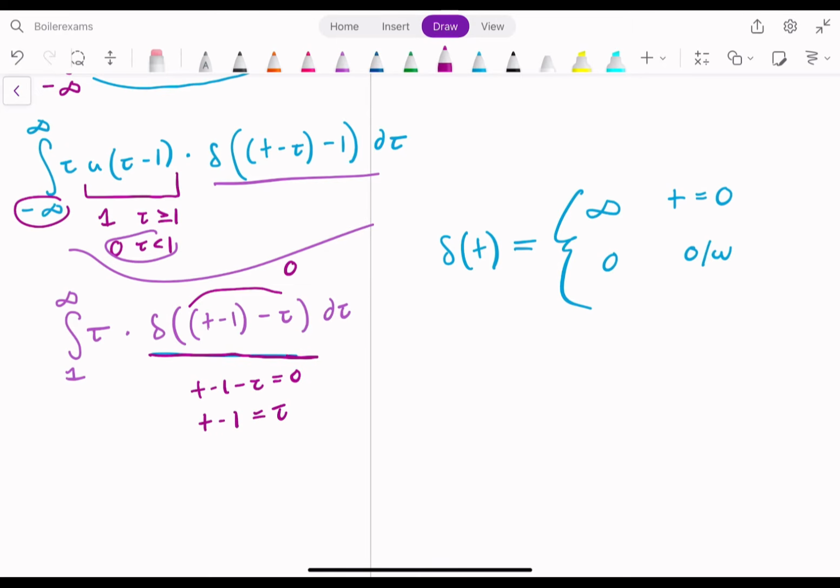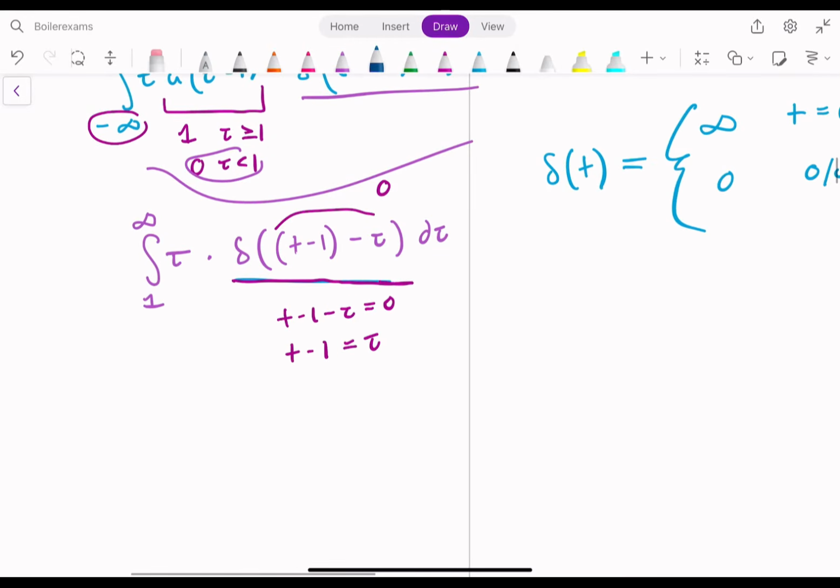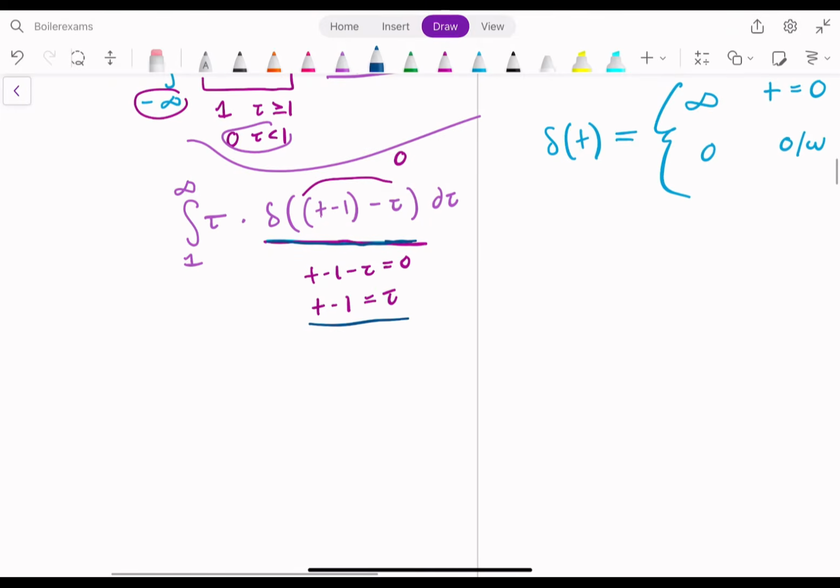And so with that, we are then going to restrict our integration bounds again, because this function only returns a value when t minus 1 is equal to tau. And so that then becomes t minus 1 from the negative limit to t minus 1 from the positive limit. And we have tau times the Dirac delta function of t minus 1 minus tau d tau.